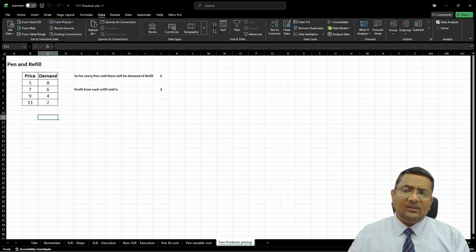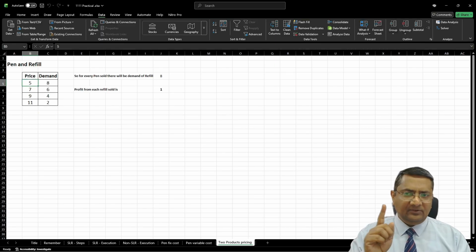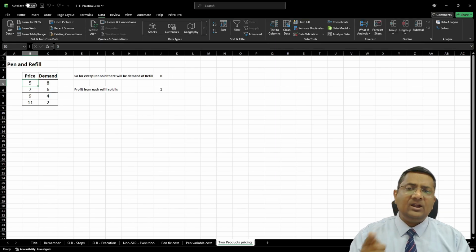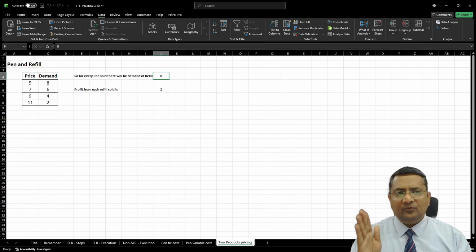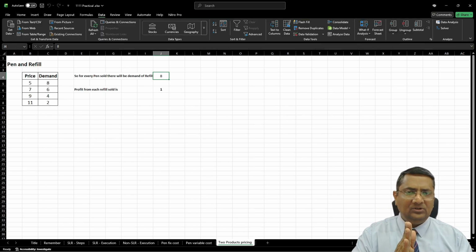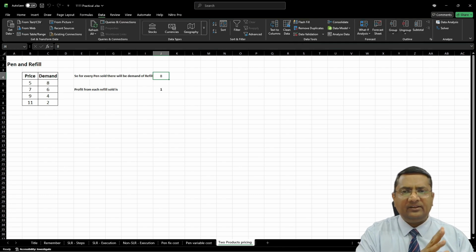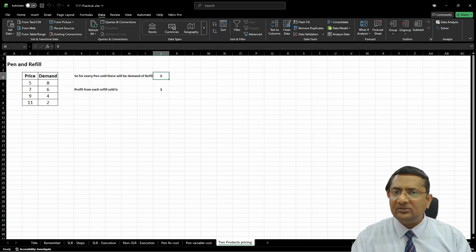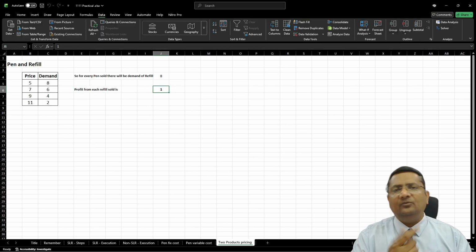Suppose we sell a pen, one single pen. For every single pen we sell, the demand of the refill is 8. Means for every 1 unit of pen sold, this is the data we have, the customer will buy at least 8 refills. So for 1 unit of pen, the sale of refill is 8, and we earn profit from selling refill also. So how much profit? Let's assume 1. Okay, means for every refill we earn profit of 1 rupee.